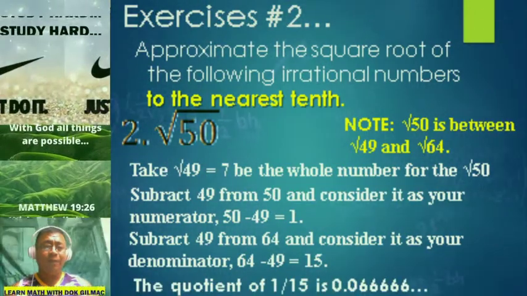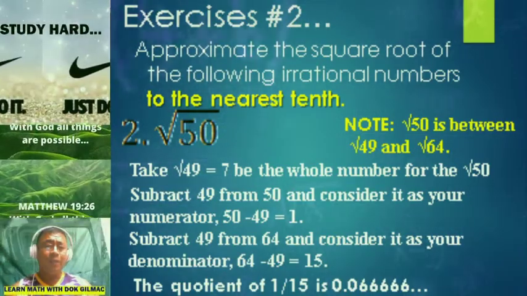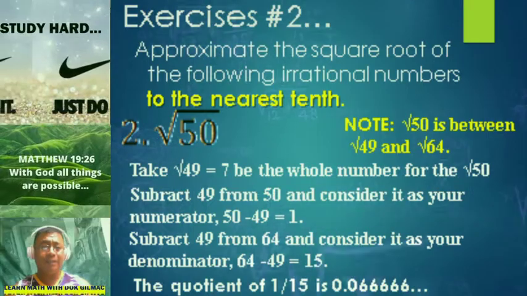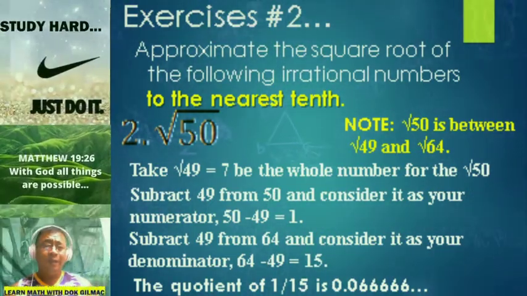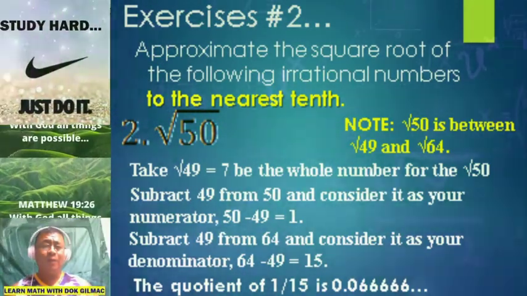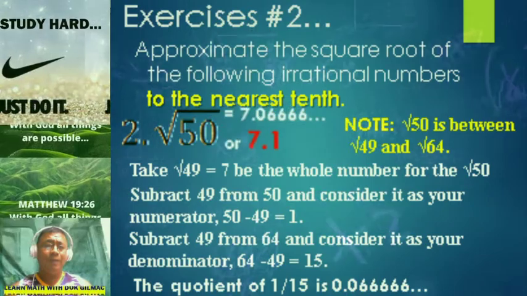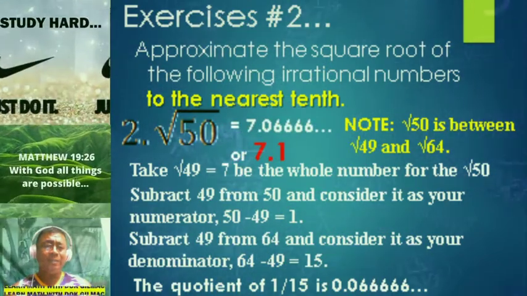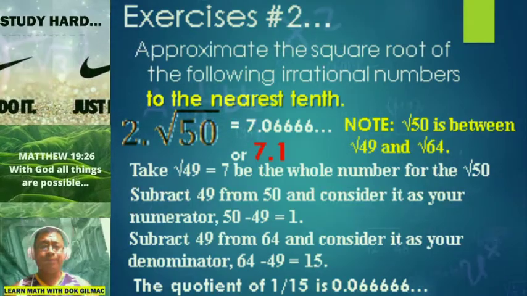Find the quotient of 1 over 15, which is 0.0666. So therefore, class, the approximate value of the square root of 50 is just equal to 7.0666, or simply 7.1.